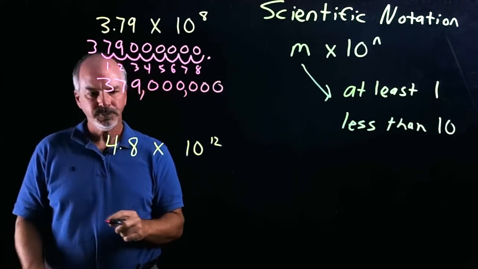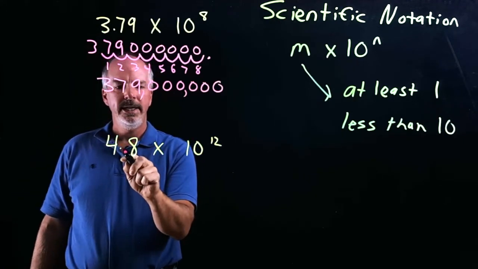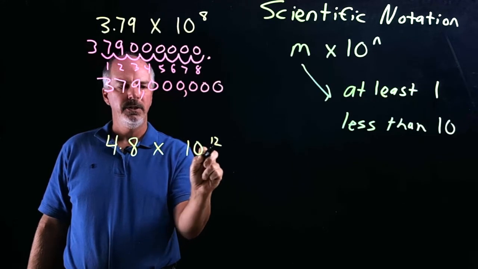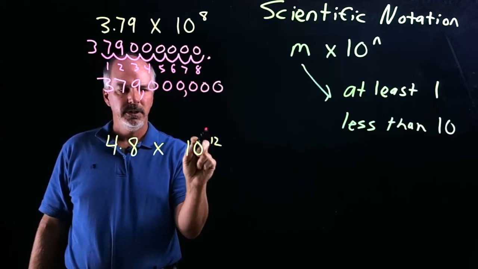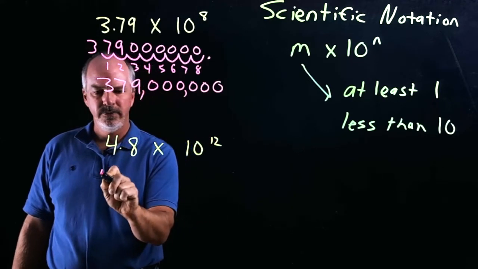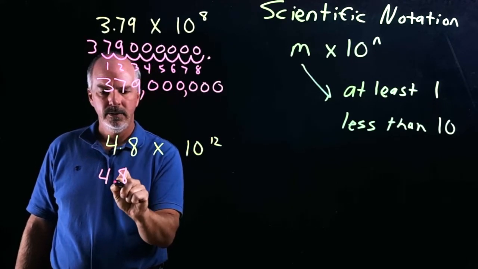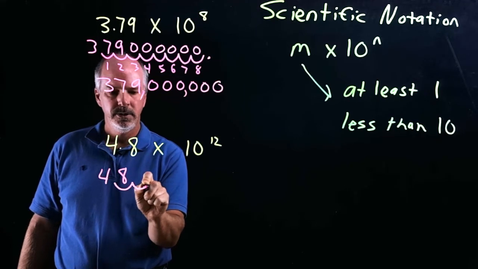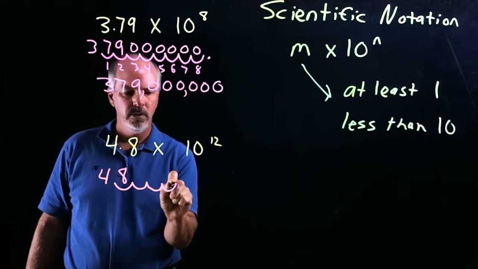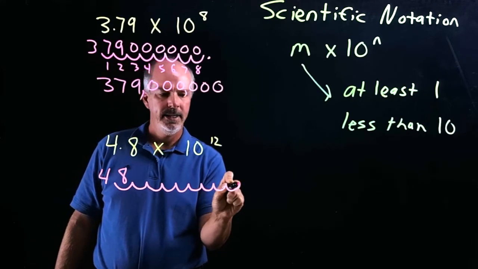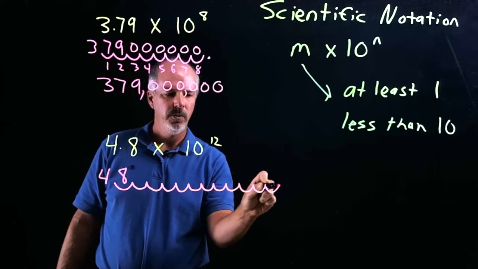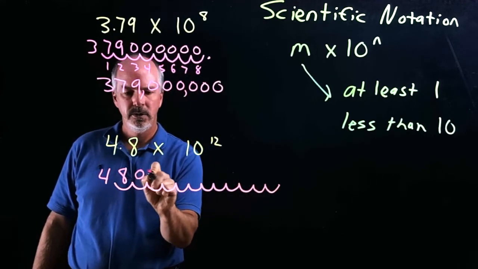Let's do another one. 4.8 times 10 to the 12th. This is in scientific notation. So we're going to move the decimal 12 places. So let's write 4, 8. We start here. We're going to go 1, 2, 3, 4, 5, 6, 7, 8, 9, 10, 11, 12. We'll go back, fill in our zeros.